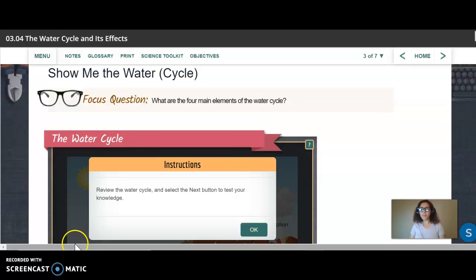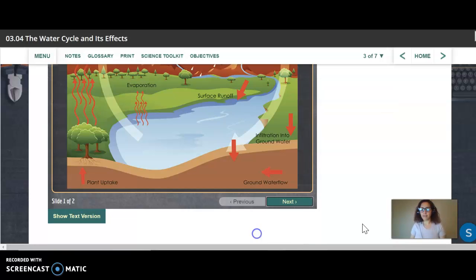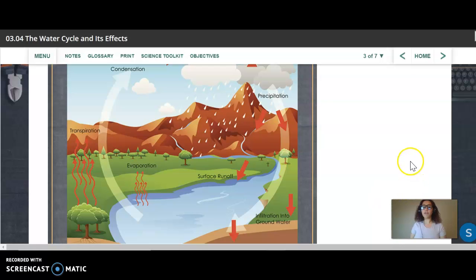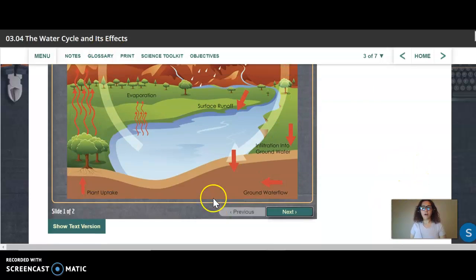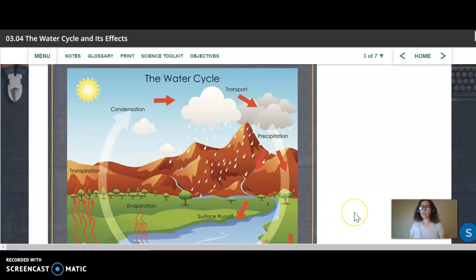So your textbook thinks that there are 4 main elements of the water cycle, because even though you'll see all of the vocabulary words that we just discussed on this diagram, your textbook wants you to focus on transpiration. So that's going to be the evaporation out of plants, evaporation, precipitation, and condensation. So those are going to be the main ones that you should be focusing on.